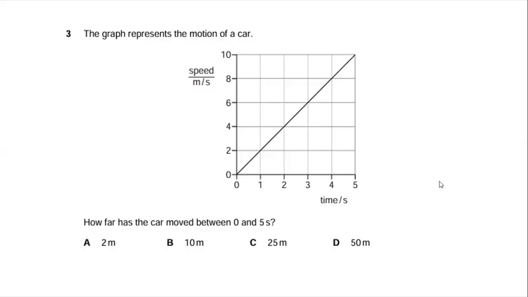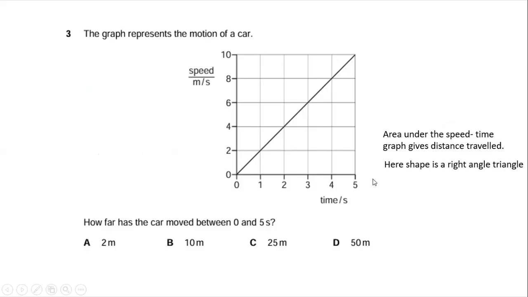Third question. The graph represents the motion of a car. How far has the car moved between 0 and 5 seconds? We know that under a speed time graph, the area is the distance traveled. So the area under the speed time graph gives distance traveled. Here the shape under the graph is a right angle triangle, and its area is half into height into width.